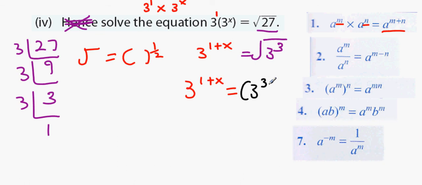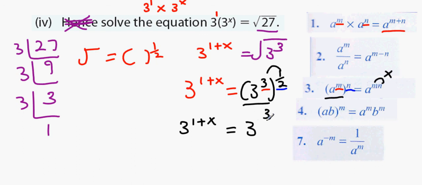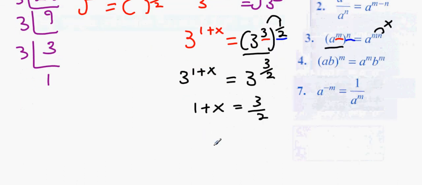Okay, so you have to know it's a bracket rule. See the brackets there, and this part here is going to be the n, and this red part here is going to be the m. You need to multiply the two of these by each other. So what this means is 3 to the power 1 plus x equals 3 to the power 3 over 2. Therefore 1 plus x must equal 3 over 2. Therefore x is equal to 3 over 2 minus 1, x equals a half.